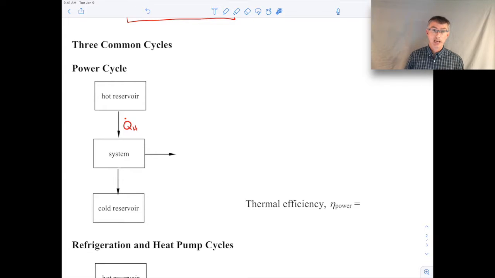If it was a nuclear reaction, then the Q dot H, the energy we get out of it, is through the nuclear reaction. If it was a solar power plant, we would get our Q dot H from the solar radiation. It's where we're getting our energy from.